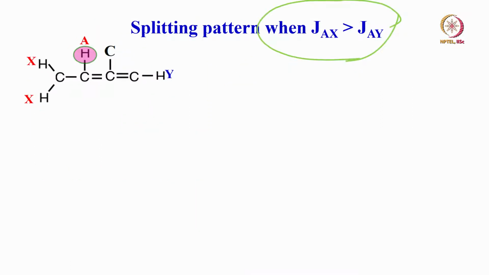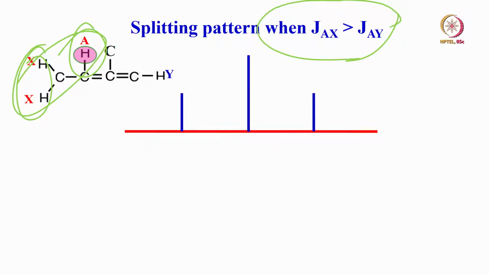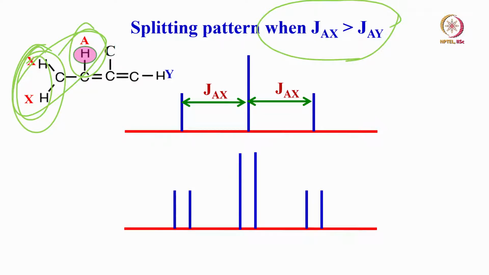Now consider another example of a molecule like this. I am considering a proton A, which is highlighted in red color. Now I assume the condition that JAX, the coupling between proton A and the CH2 protons, is larger than the AY coupling. Now how does the pattern come? First, A is going to be a triplet because of the CH2, and this separation gives you JAX coupling, and each line of this triplet is going to be split into a doublet because of this proton. So this is the pattern you are going to get. This doublet separation gives you JAY, and this large separation gives you JAX.